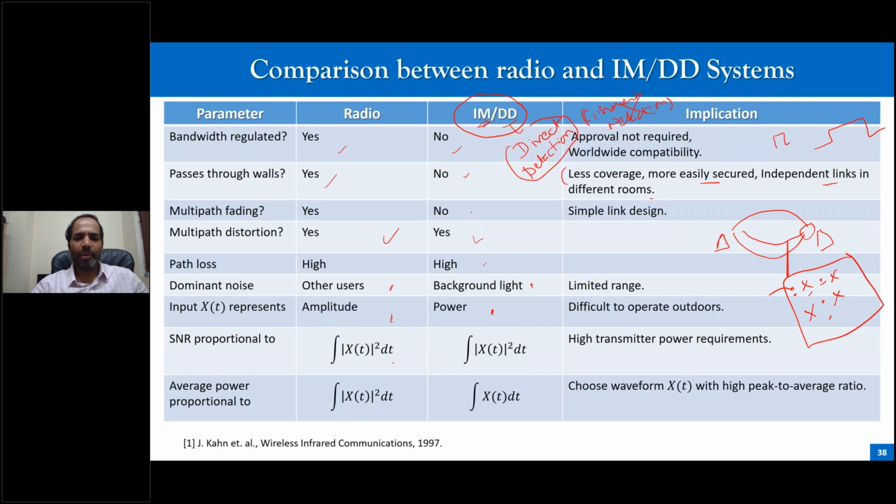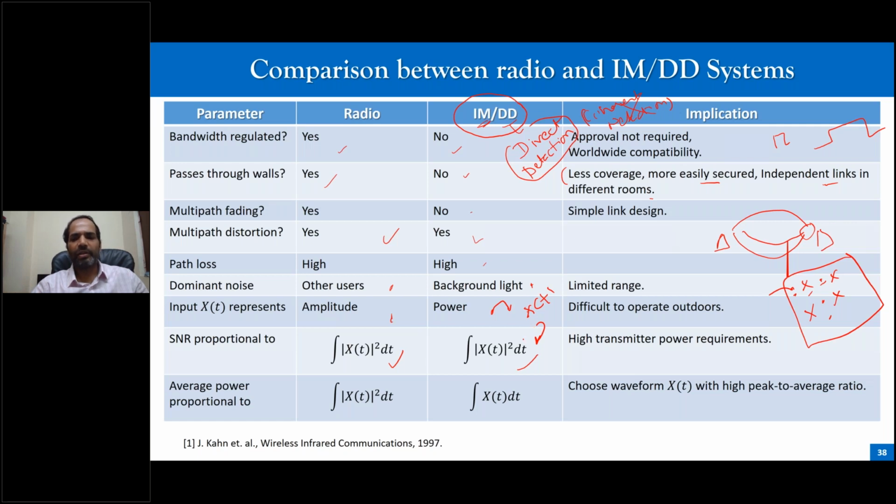Signal to noise ratio is proportional to this quantity in both these systems. And why is that? Because even though xt is power, this power will be converted into current, and the current that will be produced by the photodiode is proportional to xt. So current square is again this quantity. So signal to noise ratio is proportional to the same quantity in both these systems.